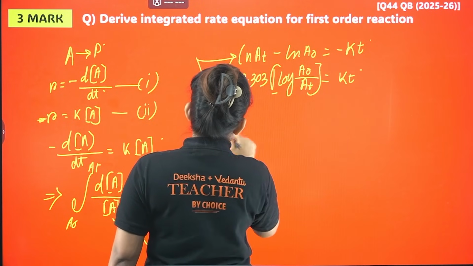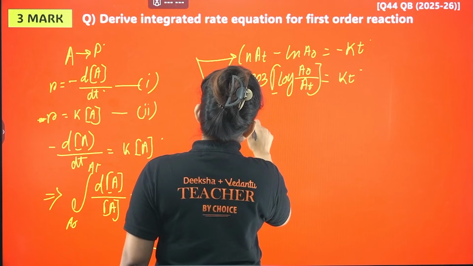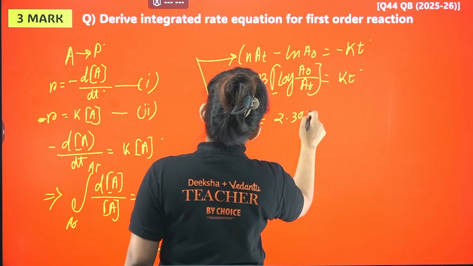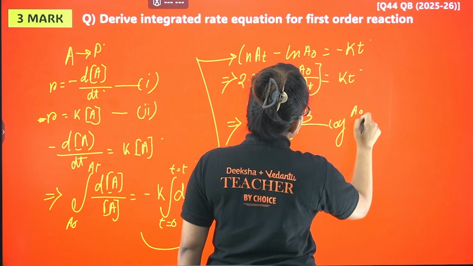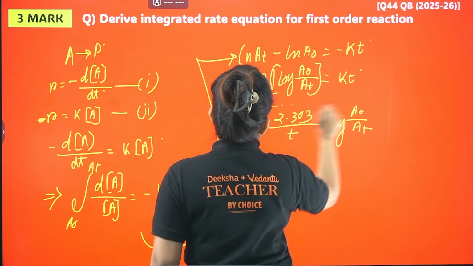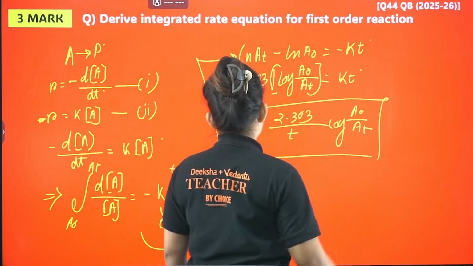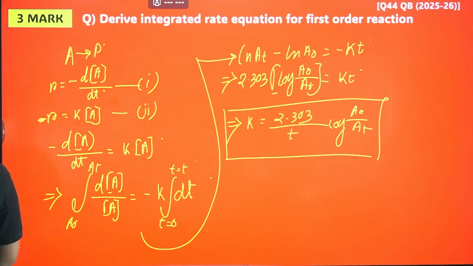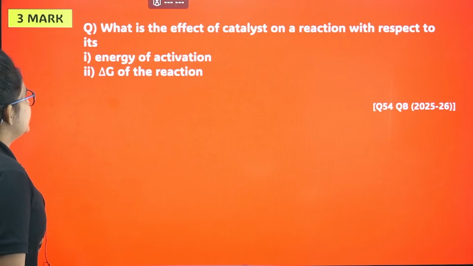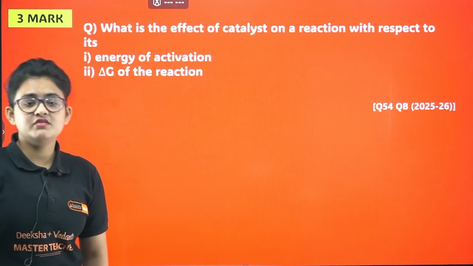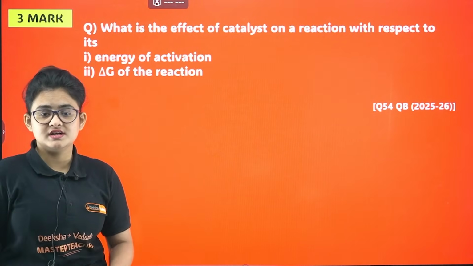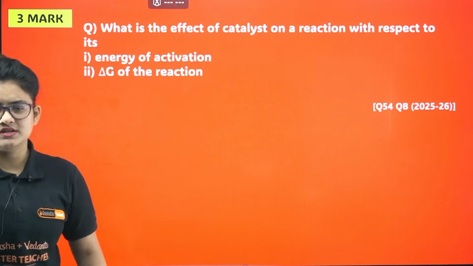So yes, from here I can come up with k equals 2.303 divided by t log of a naught by at. This is the equation. Okay, I guess this is clear to you. Let's proceed. What is the effect of a catalyst on the reaction with respect to activation energy? A positive catalyst definitely reduces the activation energy and makes the reaction rate faster, and it has no role with the delta G.